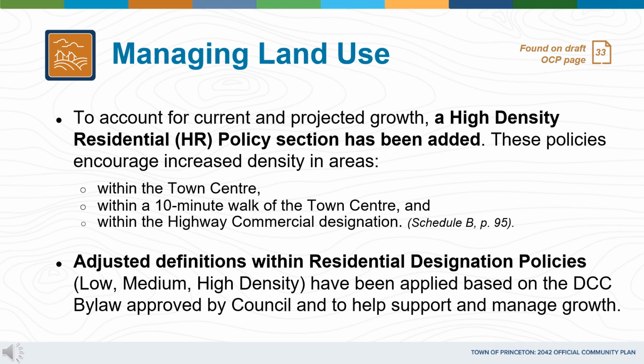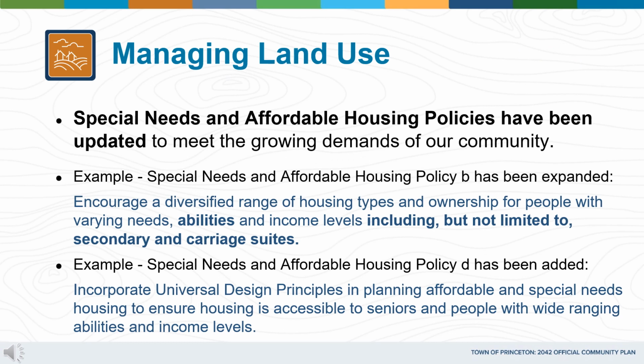We have also adjusted definitions within residential designation policies. These are to low, medium, and high density. These have been applied based on the DCC bylaw approved by Council and to help support and better manage growth. Special needs and affordable housing policies have been expanded to meet the growing demands of our community. These updates and revisions help support the diversification of housing types, encourage new development, and ensure new housing helps meet the unique needs of Princeton's residents, specifically seniors.